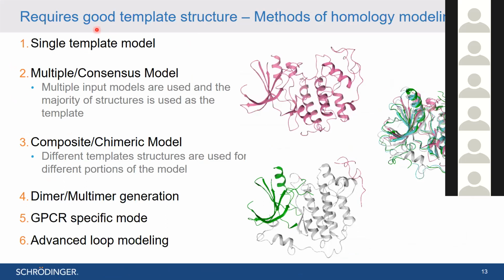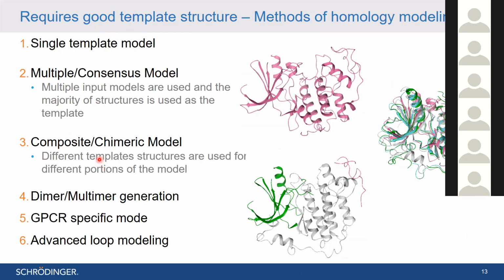So as I said, it requires a good template structure. The template can be, first of all, a single template which is available for your structure. If it is a single template, that's very well and good. If you are not happy with a single template, you can also go with a multiple template structure, or you can generate a consensus model out of many various template structures for generating a single model. You can also generate a chimeric or composite model out of your protein.